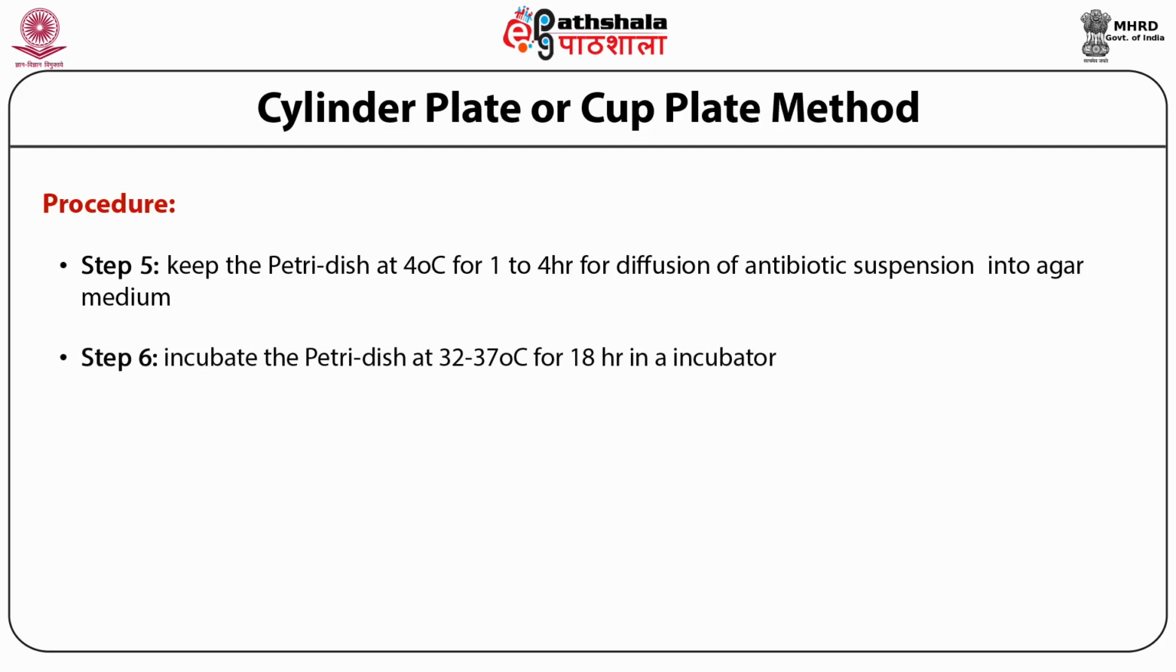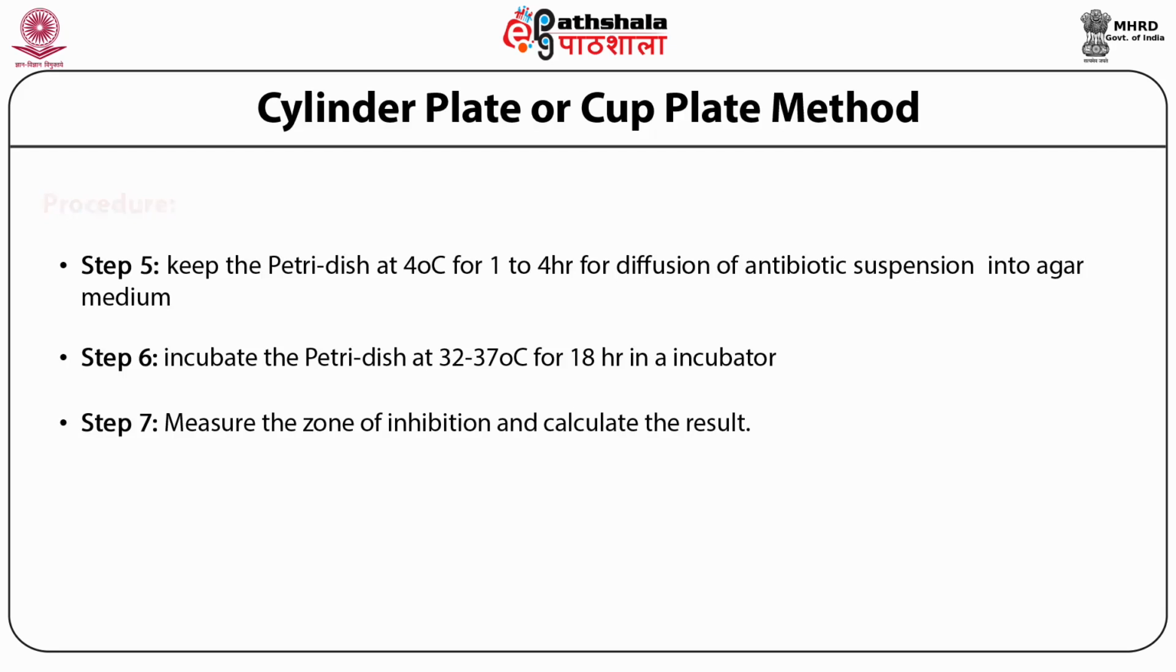Step number 6. Incubate the petri dish at 32 to 37 degrees centigrade for 18 hours in an incubator. The temperature of the incubator is selected as per the pharmacopoeial procedures. Step 7. After the incubation is over, measure the zone of inhibitions and calculate the result.